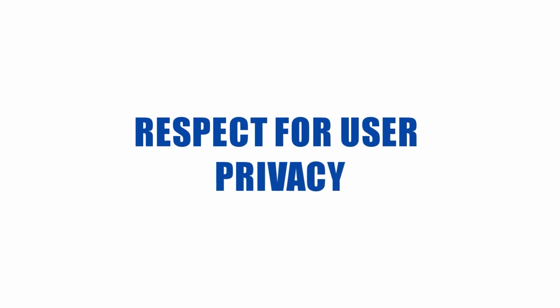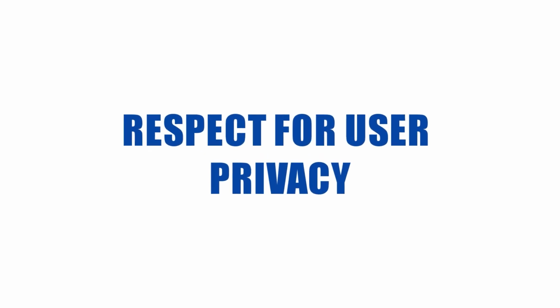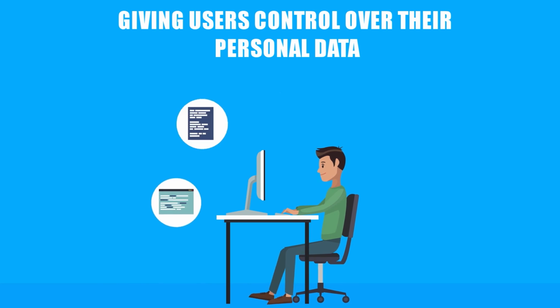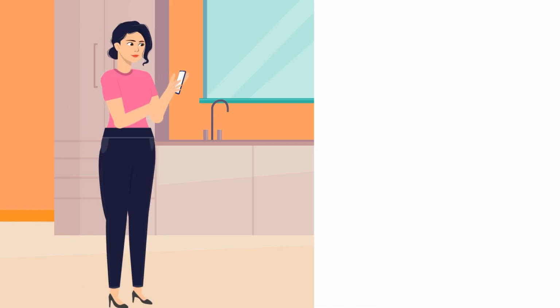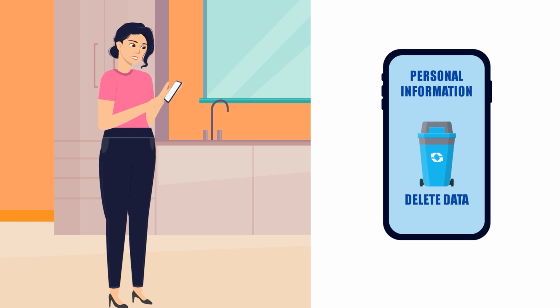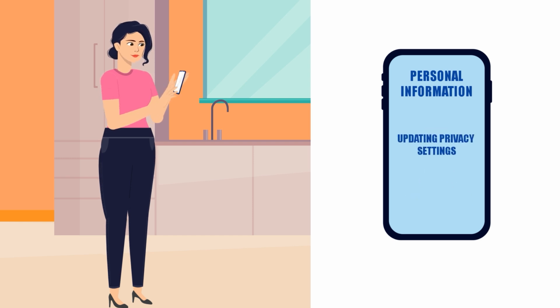Finally, respect for user privacy. This principle emphasizes giving users control over their personal data. For example, you should allow users to easily delete their data or update their privacy settings. Respecting user privacy is not just about security. It's about building trust with your users.